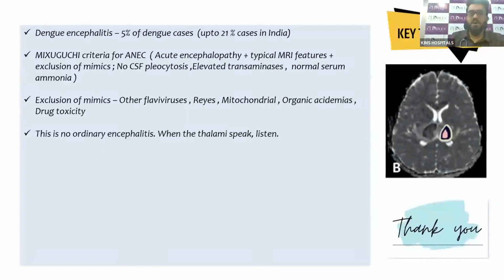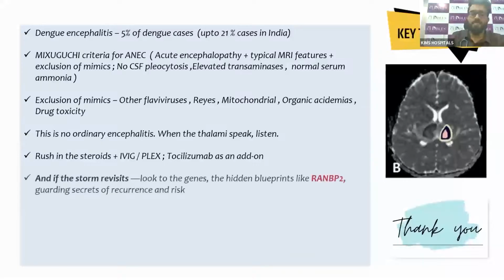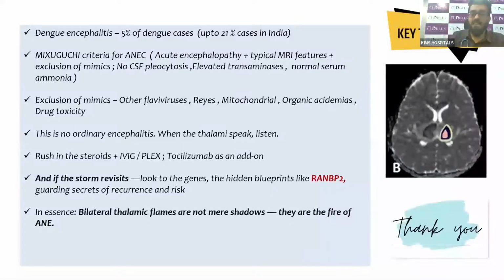ANE is not ordinary encephalitis. When the thalami speak, do listen to them. Rush in the steroids plus IVIG or Plex. Tocilizumab is just an add-on. It is not a replacement for all of these, because tocilizumab is very precise medicine. It only acts on IL-6, and we all know that there are other inflammatory mediators and other mechanisms working as well in ANE. And if the storm revisits, look to the genes, the hidden blueprints like RANBP2, guarding secrets of recurrence and risk. In essence, bilateral thalamic flames are not mere shadows. They are the fire of ANE. Recognize, respond, and rescue.